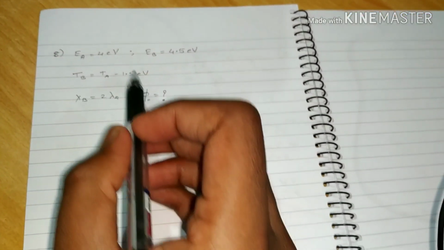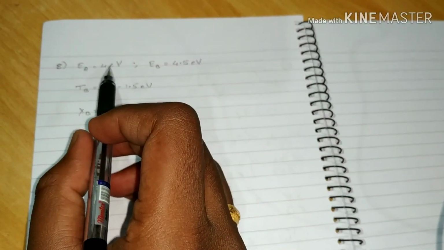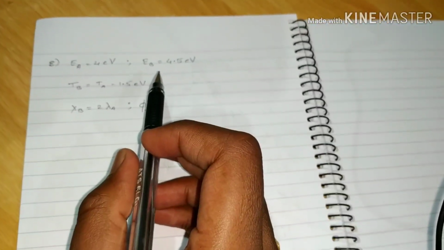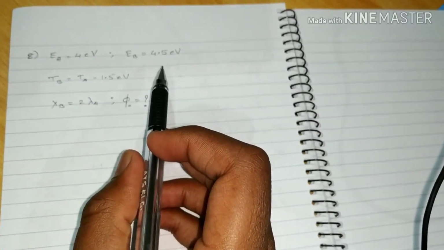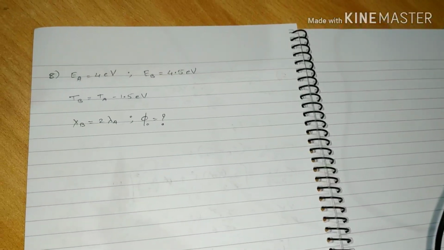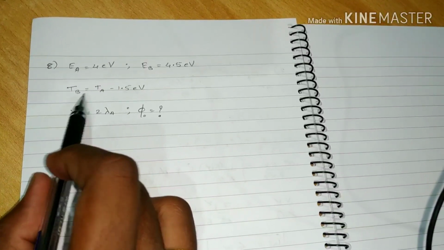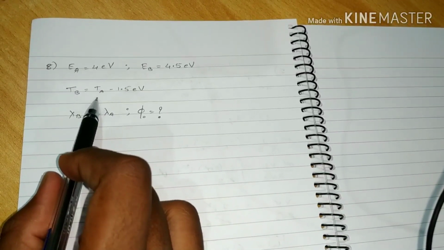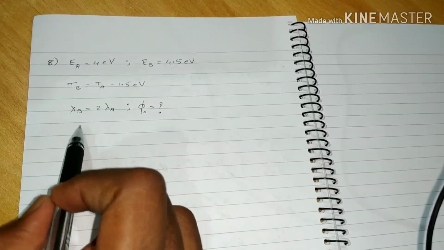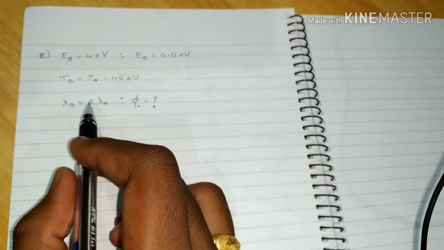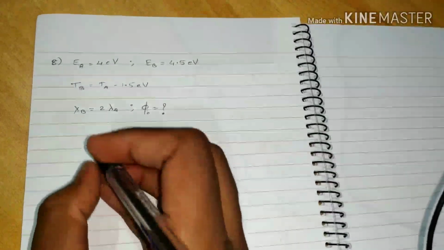Now let us try to understand this question. Metal A has been irradiated with radiation having energy 4 electron volt, and B has been irradiated with an energy of 4.5 electron volt. The maximum kinetic energy of electrons emitted from B is Tb and the other is Ta. The relation has been given in the question, and the wavelengths are also related by a factor of 2. As per the data, I have written everything.